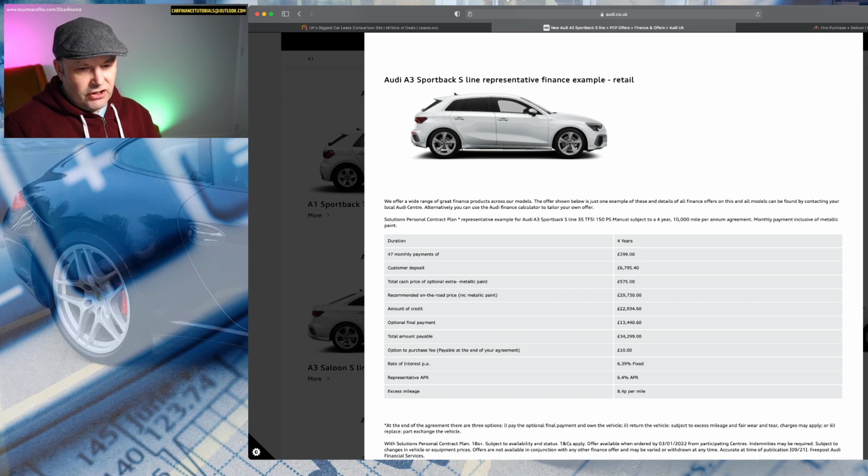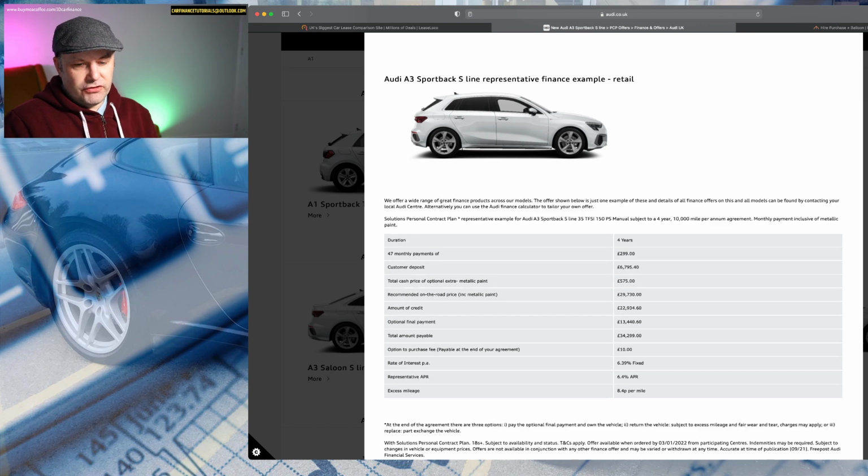So in this case, look, we're paying $299 for 47 months. We've got to put a deposit of 6,795 in. The recommended price is 29,000. Optional purchase of 13,000, whatever. So the total amount payable, look, is 34,299. Now that 34,299 assumes that you're going to make the optional payment. If you don't, obviously the total amount payable would be 21,000, but you'd have to give the car back.